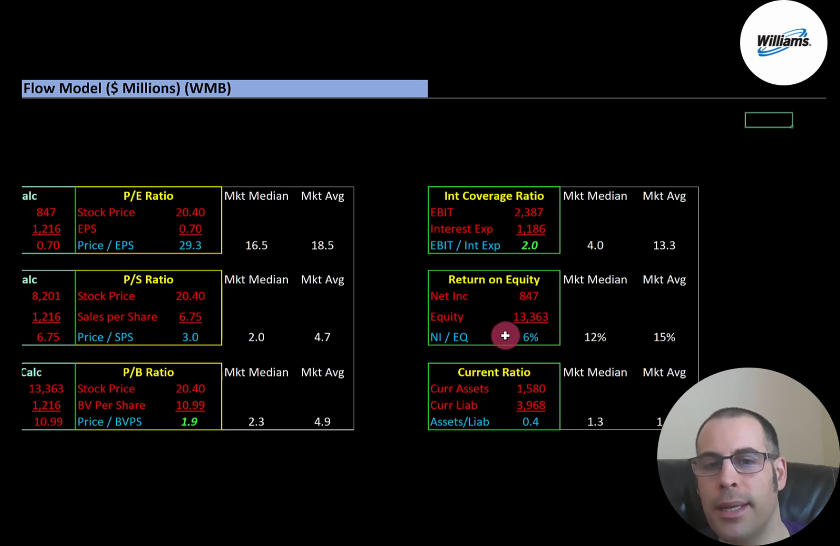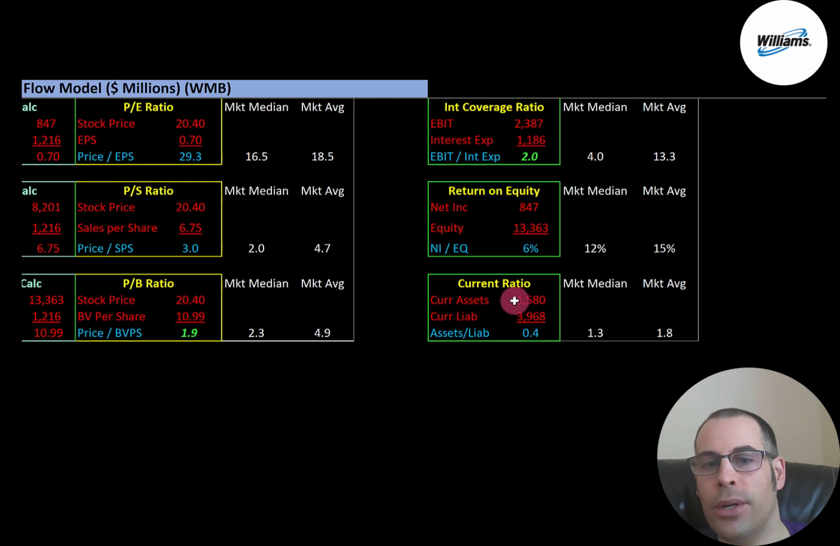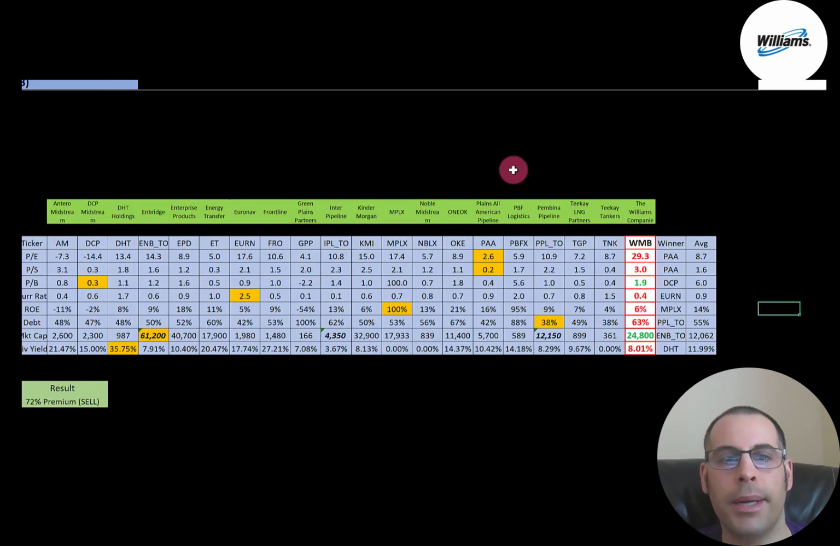A low ROE, that's net income over equity. They're at 6%. Really low current ratio, that's current assets over current liabilities, only at 0.4. So that means they can only cover 40% of their current liabilities, which means they may need to take on more debt. The best way to look at ratios is to compare them to similar companies. I've done videos on 19 other oil and gas midstream companies. The Williams Companies is here at the end, and if they have a number in red, they're worse than the average. If they have a number in green, they're better than the average.